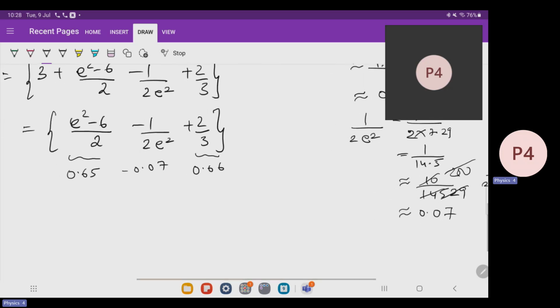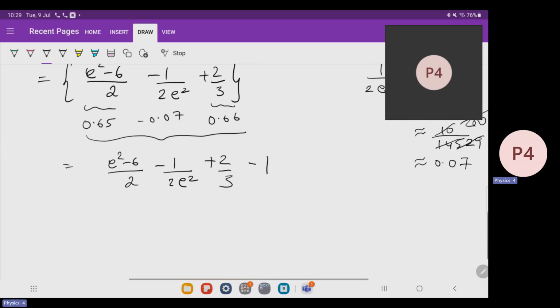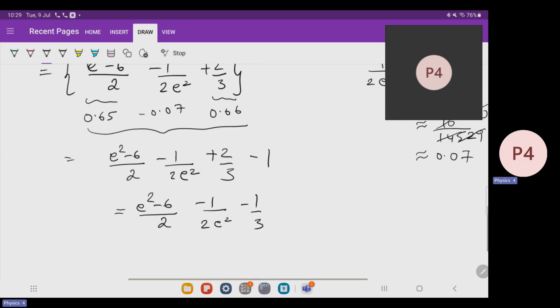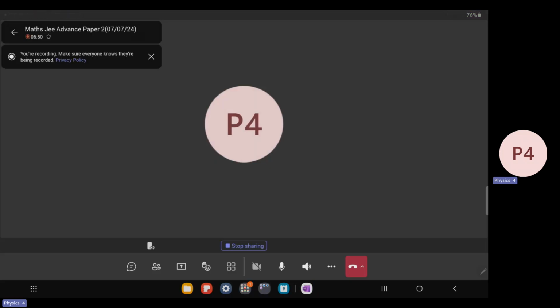So if you see, this number is a number between 1 and 2. So the fractional part of e square minus 6 upon 2 minus 1 upon 2 e square plus 2 by 3, since it is a number between 1 and 2, becomes the whole number minus 1. So this will be e square minus 6 upon 2 minus 1 upon 2 e square minus 1 upon 3. This is going to be the fractional part of this number. None of the options match, so this is option D, none of these.